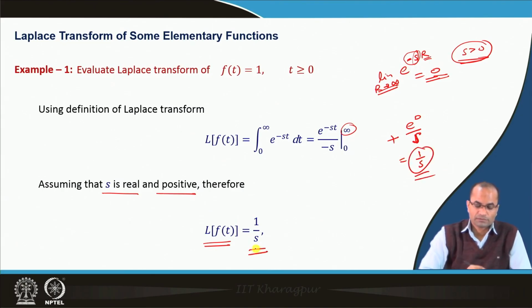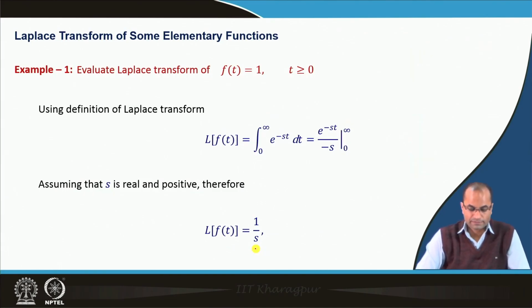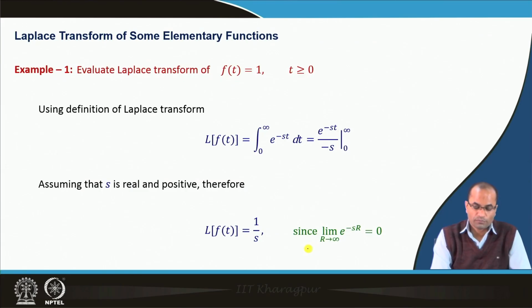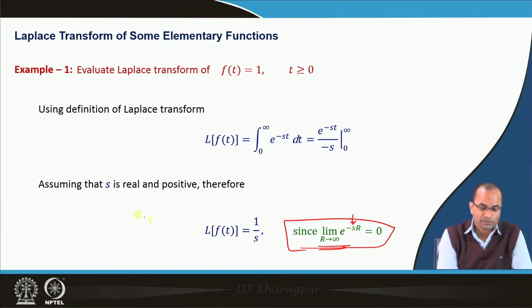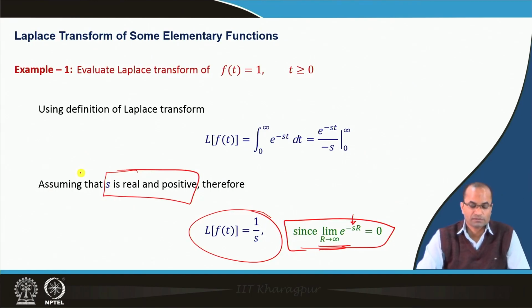So, the Laplace transform of f t equal to 1 is 1 over s. It is also important to notice that this limit, when r approaches infinity, was 0 for positive values of s. So, together with this Laplace transform, we should mention the range of s: when s is real and positive, the Laplace transform of f t is 1 over s.